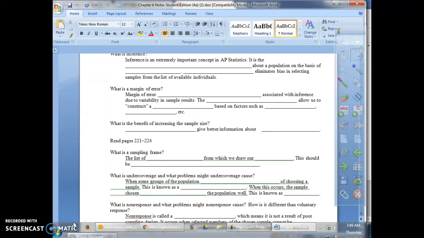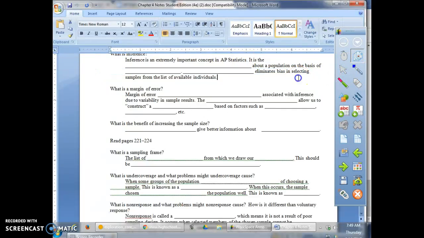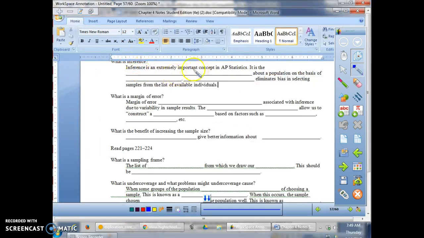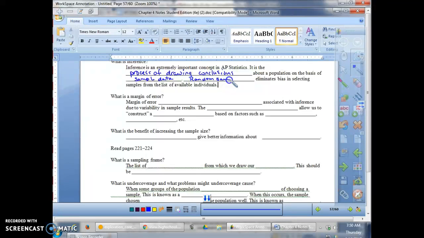Okay, picking back up with our last page of notes here. So we talked about this a little bit as I went through the textbook, but inference is an extremely important concept in AP Statistics. It is the process of drawing conclusions about a population on the basis of sample data. And random sampling eliminates bias in selecting samples from the list of available individuals.